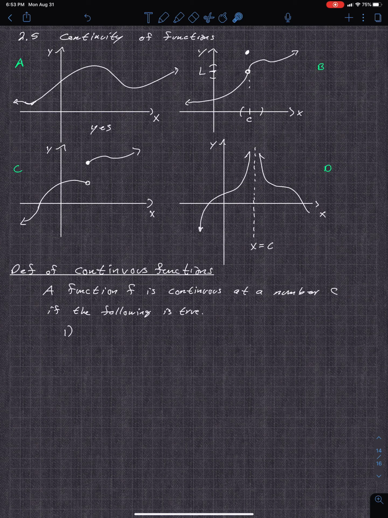Write all this down. So 2.5, continuity of functions, an important section that drives the rest of the topics we cover in this class and in the future. So let's draw in these 4 different graphs. So we may want to pause and go ahead and draw those.